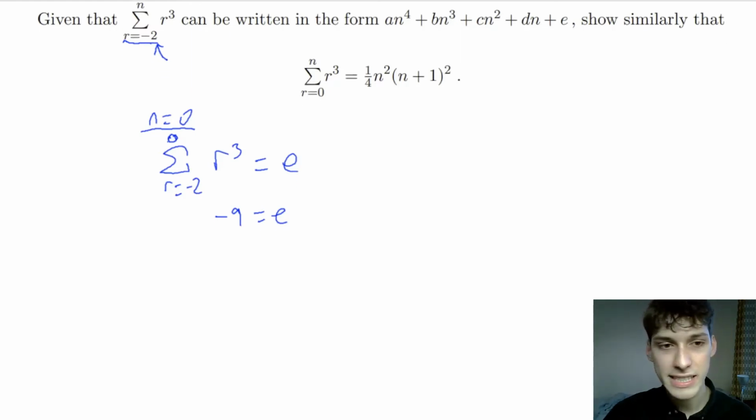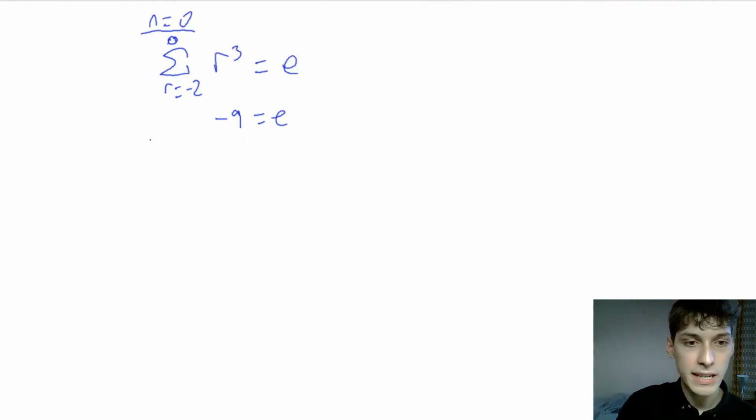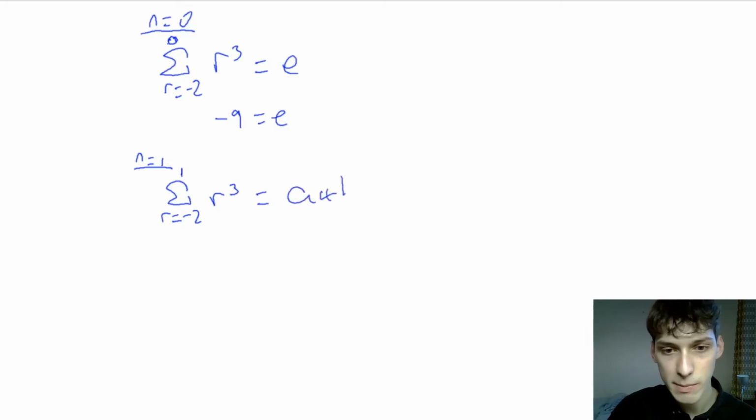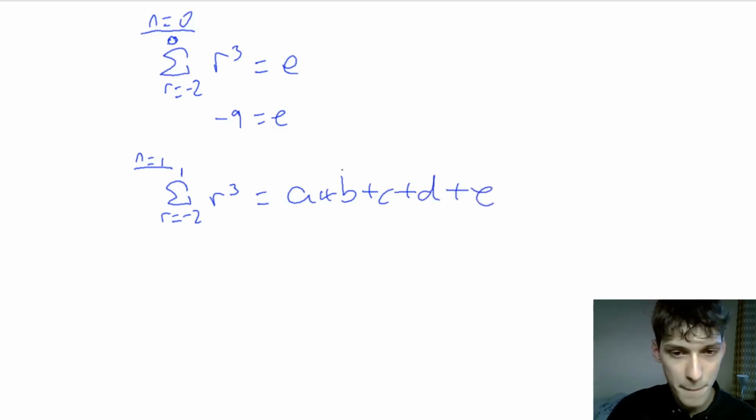Now let's consider n is equal to 1 and minus 1. Let's do n is equal to 1 first. We have the sum from r is equal to minus 2 to 1. So that's just going to be adding 1 cubed to the previous one. And the right hand side is going to be equal to a plus b plus c plus d plus e, because 1 to any power is equal to 1.